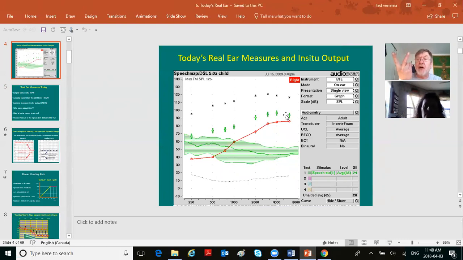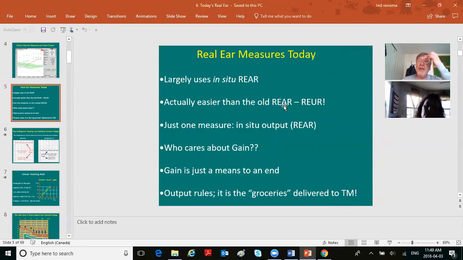Then you'll do a second REAR, and you'll want the mean, if you follow my cursor, you'll want that to lay just barely above the hearing thresholds. And for loud inputs, you're going to want the mean here to never go above loudness tolerance levels. Basically, that's what you're doing. Real ear measures today are actually easier than old REAR minus REUR. You just have one measure, outputs, real ear aided response.